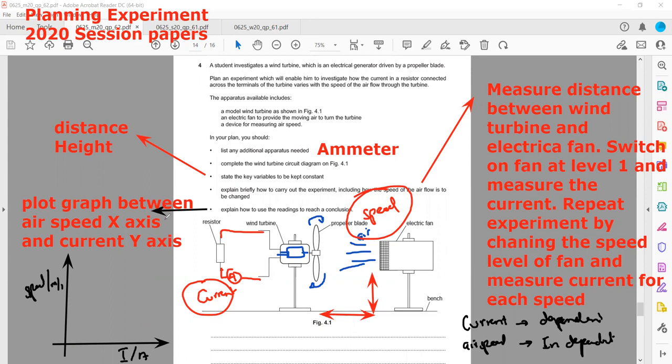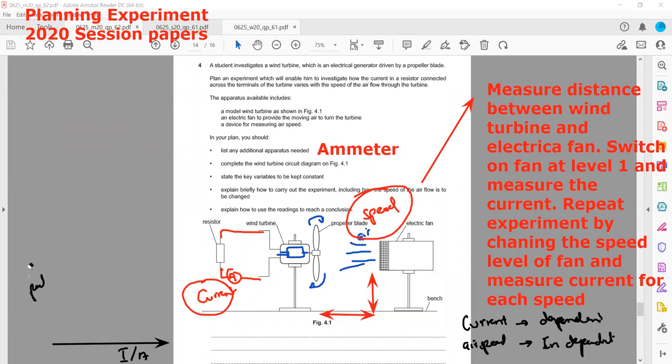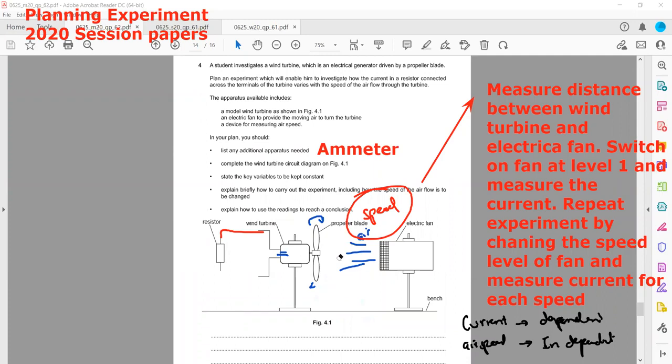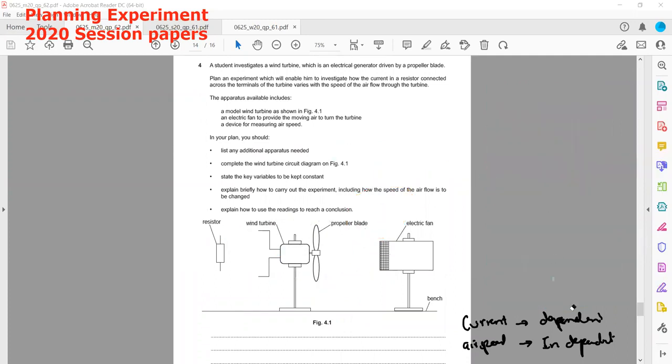But again, as I mentioned, we don't have to state whether they are directly or inversely proportional. We just have to plot a graph between current and the speed and check the relation. If it is a straight line, it means they're directly proportional. If it's a curve, it means they're inversely proportional. So it's just based on the understanding of the topic and what you have studied throughout the course. This planning of experiment is totally based on the topic.